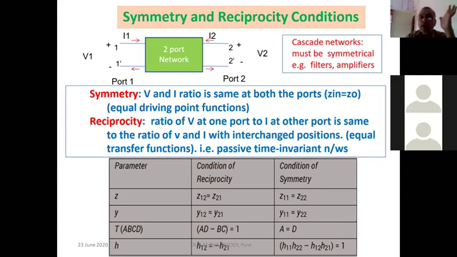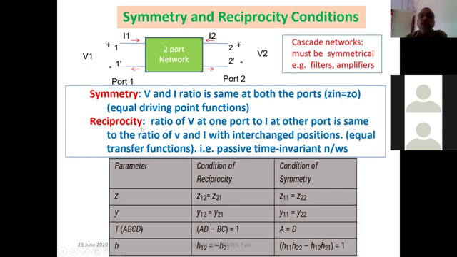And if H11 into H22 minus H12 into H21 results in 1, then the network is symmetric. So these are the symmetry conditions in all parameters. If you want to state symmetry from Z parameters, this should be equal. If you want to state the condition of symmetry in terms of Y parameters, then this is the condition. In terms of ABCD parameters, this is the condition, and in terms of H parameters.